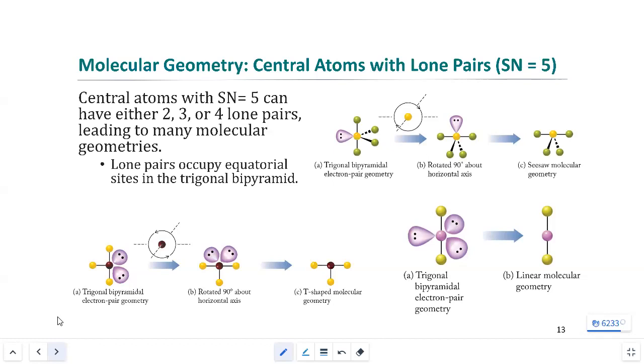And the pickiness is this. They have to be in the equatorial sites. That's why we named them different things. The reason why those equatorial sites are 120 degrees apart. The axial sites are only 90 degrees from the equatorial ones.